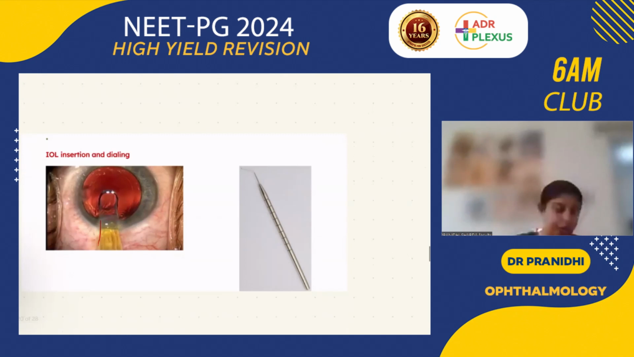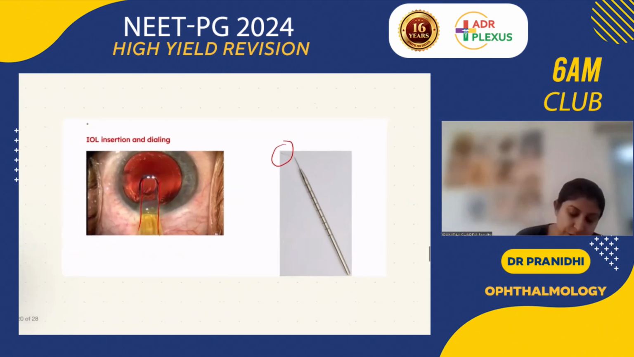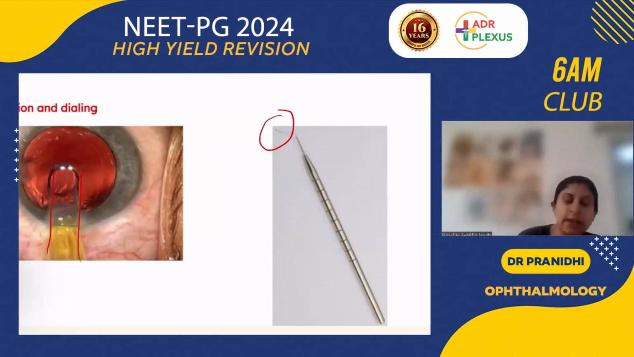And then we can implant the IOL, and then we dial it. We can move this IOL once it is inside the eye. We can move it to give it its normal position with the help of this IOL dialer.